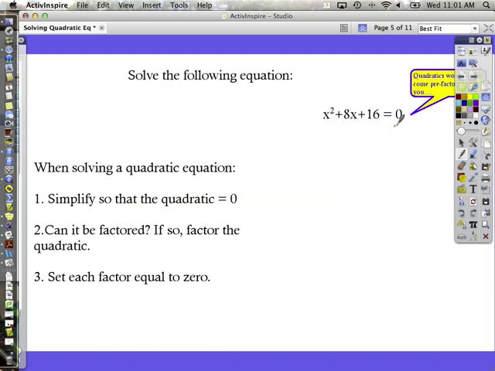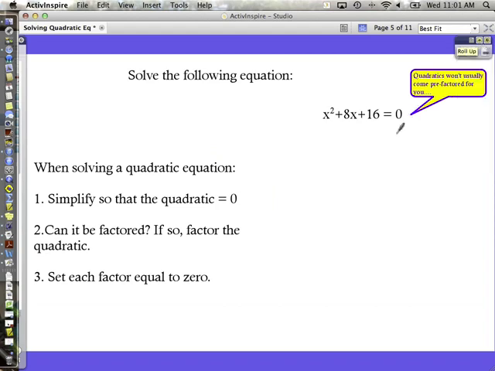Here's my quadratic. It's not factored for me, so I have to factor it to be able to split it up into my two parentheses. So first thing I always look for is a greatest common factor. Actually, let me back up a step. First thing I have to do is make sure that the quadratic equals 0. Unlike before, we were just factoring a problem like this. There was no equal sign. This equal sign wasn't here before, and we just had x squared plus 8x plus 16, and we factored it. We're still going to do that, but we're going to take it a step further.